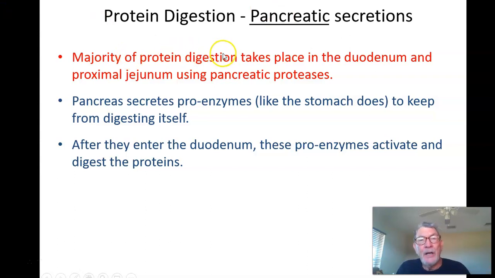The majority of protein digestion takes place in the duodenum and the proximal jejunum using your pancreatic proteases, which we mentioned before. Pancreatic proteases come in with the pancreatic juice. When protein enters the stomach and the duodenum, it causes you to make gastrin, to make HCl, to activate pepsin, to start digesting the protein.